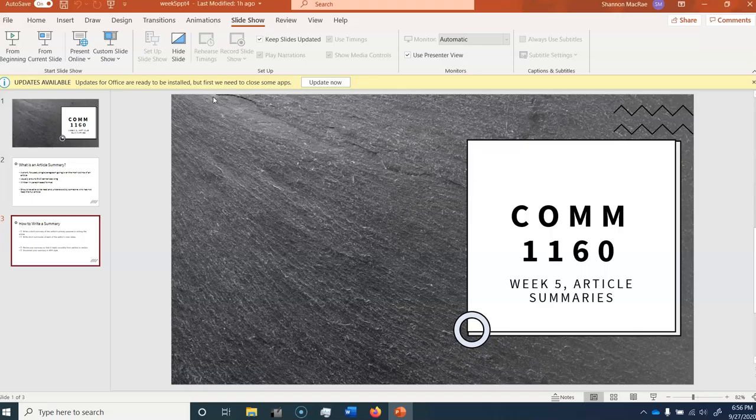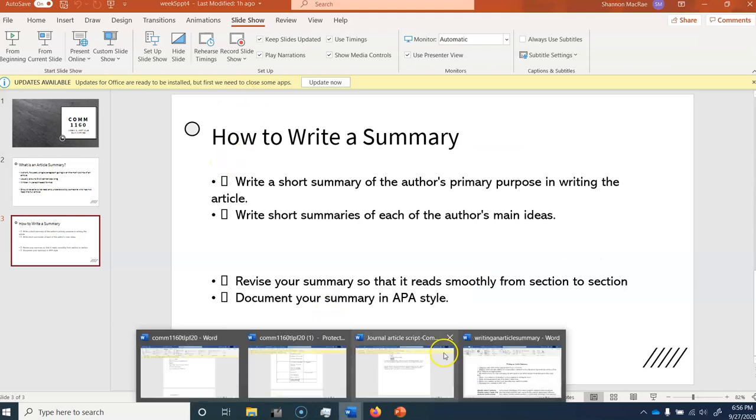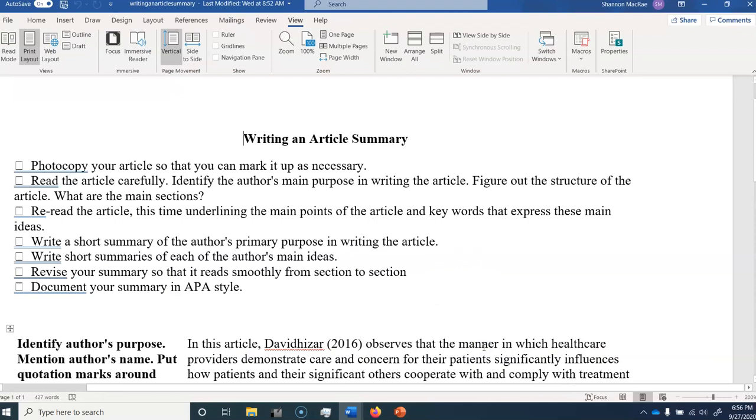I think it probably works a lot better if we look at an example. So I'm going to switch to the handout, writing an article summary, and we're going to take a look at that. This particular handout breaks down an article summary that's been written, and I think it's always easier to work from a model. Okay. So the first part of the handout goes over the different steps involved in the summary. So reading, writing the short summary of the purpose of the article, etc.